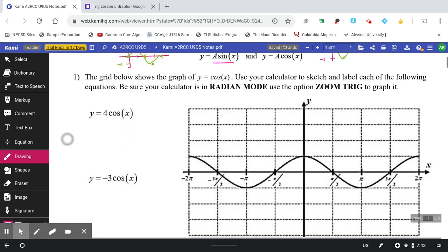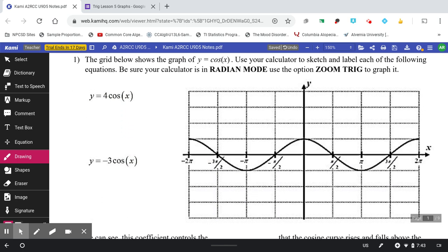First, the graph here is the cosine. You can see that it starts at 1, and then it goes down to 0, and then -1, and 1 at 0, and then back up to +1, and then in reverse. Okay, so this is the cosine curve. Now we're going to take a look at what happens when you put a 4 in front of it.